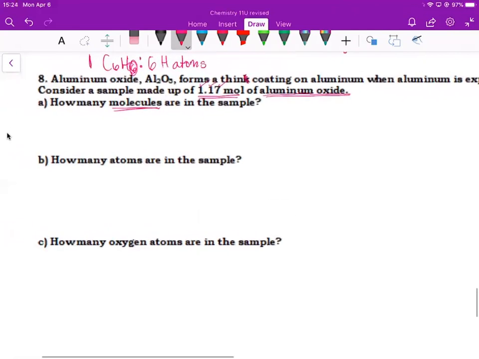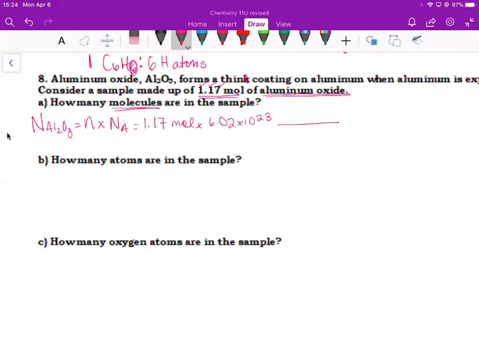So I'm calculating number of aluminum oxides equals number of moles times Avogadro's number. So 1.17 mole times 6.02 times 10 to the 23. Again, my Avogadro's constant is dependent on what unit is in the question. So let's fix it. Let's change it to formula unit.